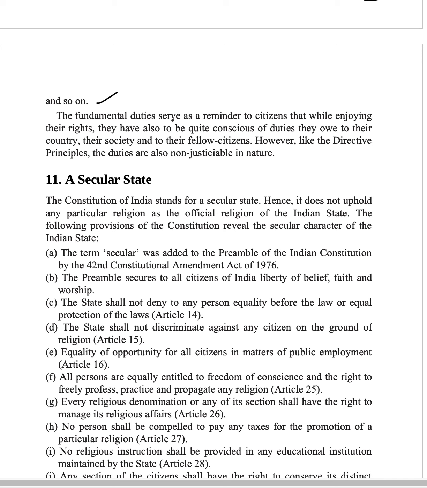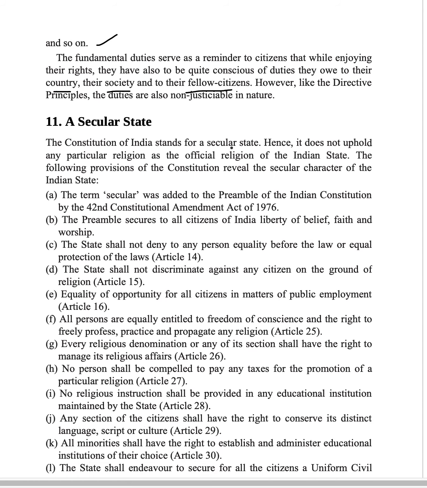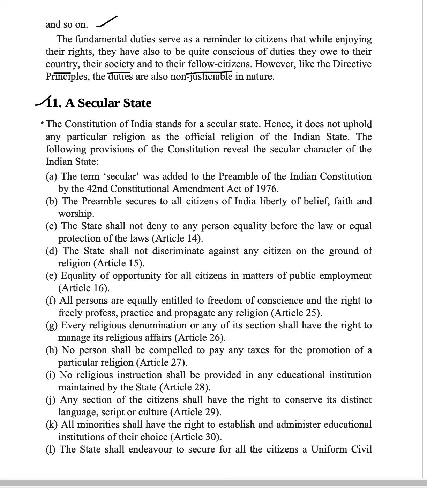The fundamental duties serve as a reminder to citizens that while enjoying their rights, they also have to be quite conscious of duties they owe to their country, their society and to their fellow citizens. However, like the directive principles, the duties are also non-justiciable in nature. So this is just a moral obligation on the citizens to follow these particular duties so that they can show their love for their country, their society and their fellow citizens, and they are non-justiciable, means they cannot be implemented by court.